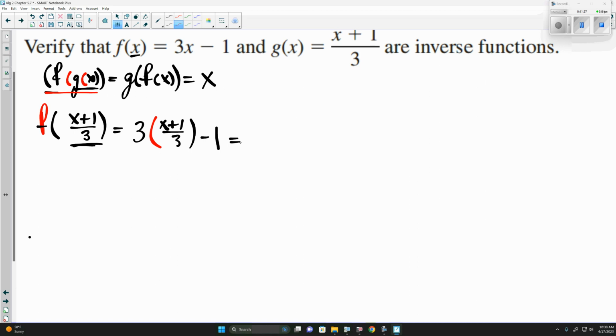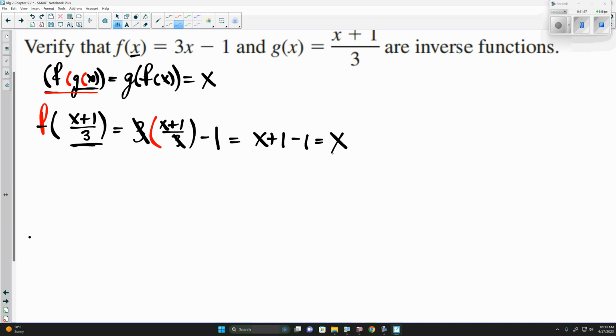Well, when we multiply x plus 1 over 3 by 3, the 3 and 3 will cancel, telling us that we have x plus 1 minus 1, which is x. So f of g of x does equal x, yes?